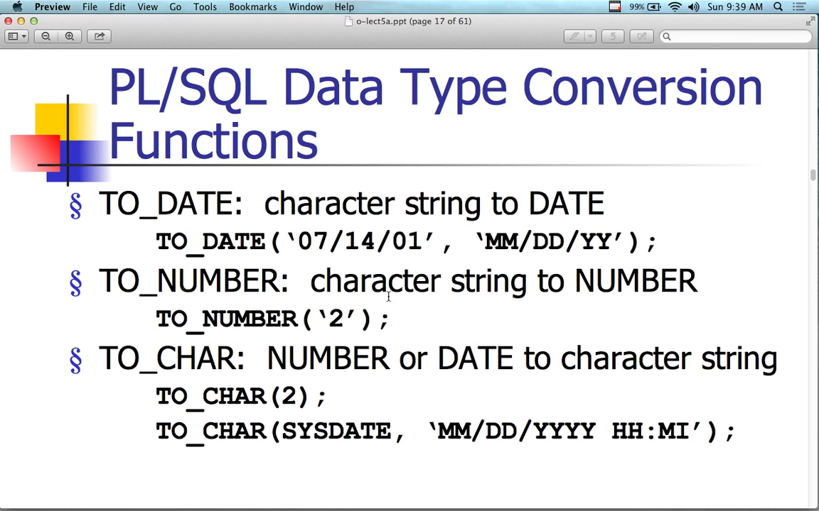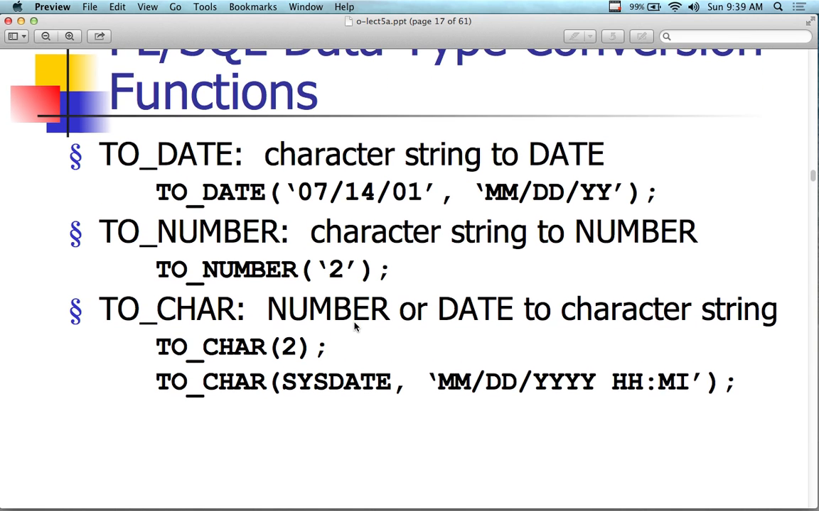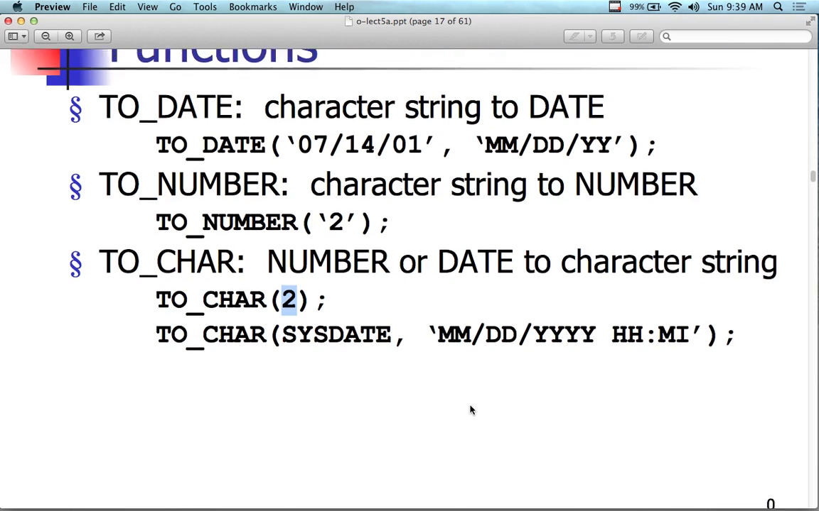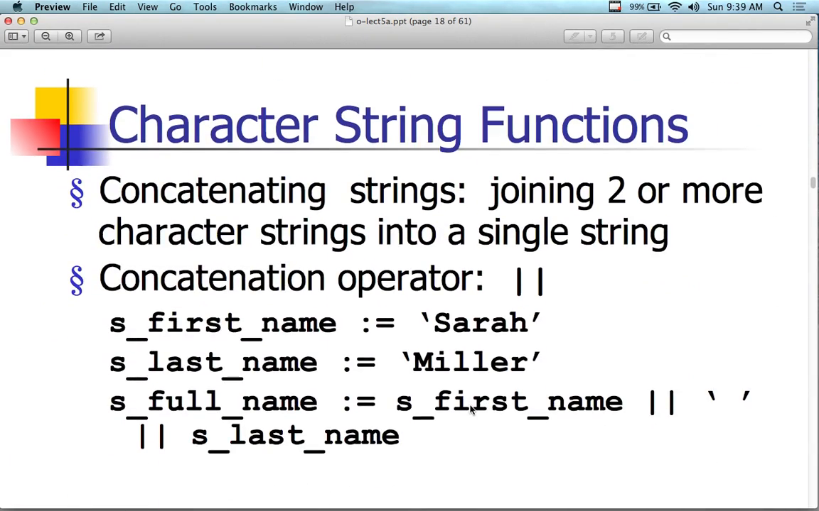The ToNumber takes a character and turns it into a number. The number or date to character string conversion runs a ToChar on a number. Here's a number, and here's a ToChar on a system date that's masked with this format here. So format masking works as well in the PL/SQL Plus window.